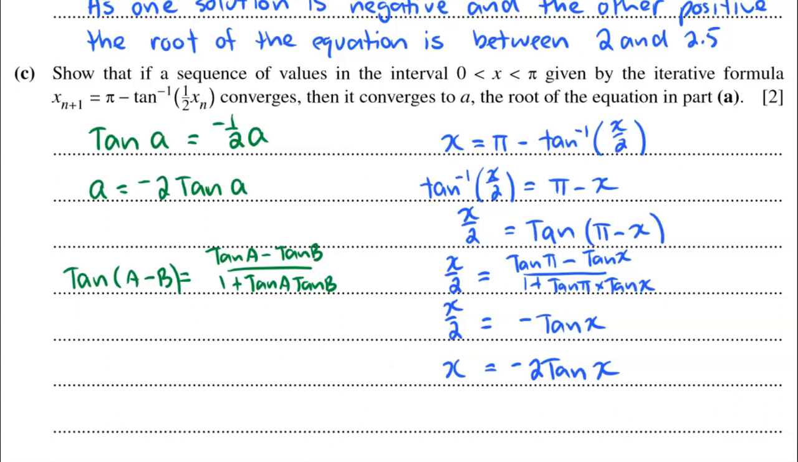Let's make it look like what we started with. That tells us that the tan of x is equal to x on negative 2, or negative a half of x. All right, so if it is going to converge, it will converge to A because it is the same equation as what converges to A.